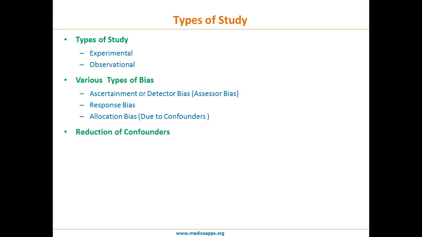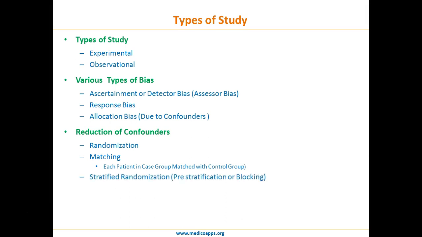Now, how can we reduce bias or confounders? There are various methods. First is randomization. Randomization means we randomly allocate patients into case or control. Second is matching. In matching, each patient in the case group is matched with the control group. So there is very little allocation bias in such cases. Third would be stratified randomization or pre-stratification or blocking. In this, again, homogeneous groups are created and the patient is randomized into case and control.